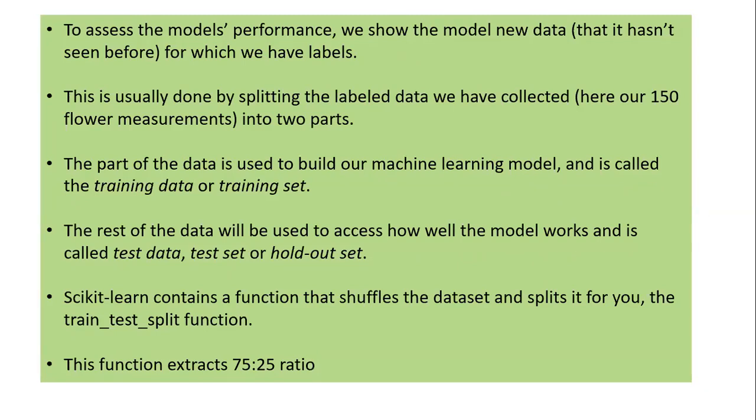This is usually done by splitting the labeled data we have collected into two parts. One part of the data is used to build our machine learning model and is called the training data or training set. Before designing our model, we split our data into training and test data. We will train our model on one set, and we will test our model with another data set that we have set aside.